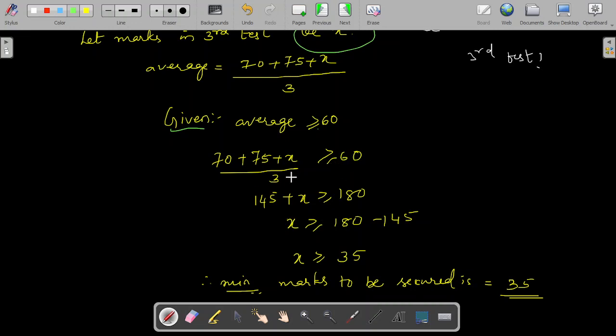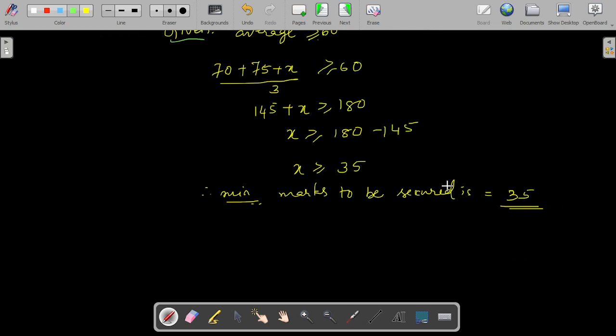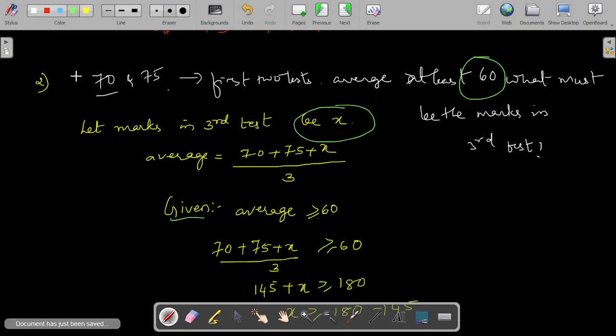Solve the inequality by multiplying by 3 on both sides. 60 times 3 is 180. 70 plus 75 is 145, so subtract 145 on both sides, no sign change here. So x is greater than or equal to 35. So the minimum marks to be secured in the third test is 35 to get an average of at least 60. So this is a word problem where the inequalities concept is included.